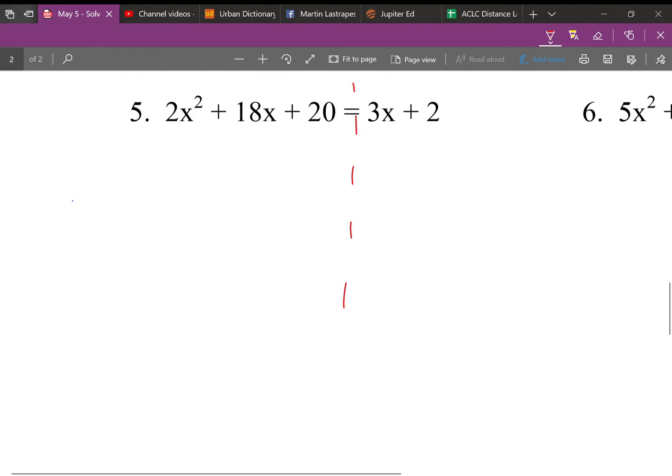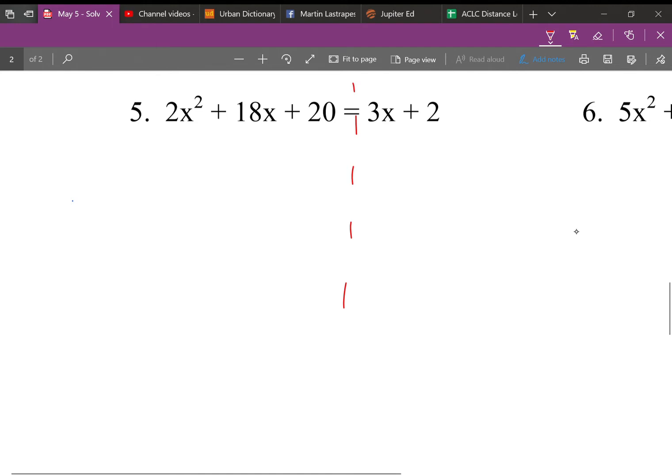We can easily take care of that by getting rid of the 3x plus 2 from the right. Now, how do I get rid of something? Well, if it's positive, I get rid of it by subtracting. So I can get rid of the 3x by subtracting 3x. I can get rid of the positive 2 by subtracting 2, and I can actually do those both at the same time. That's just a little time saving that we want to do here.